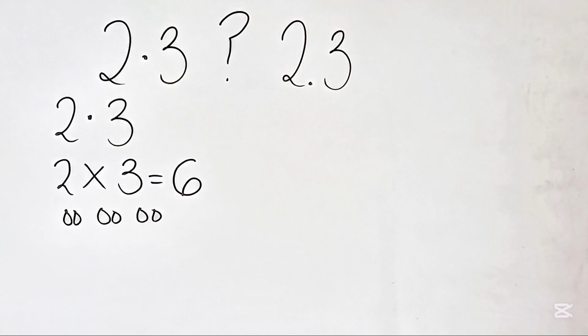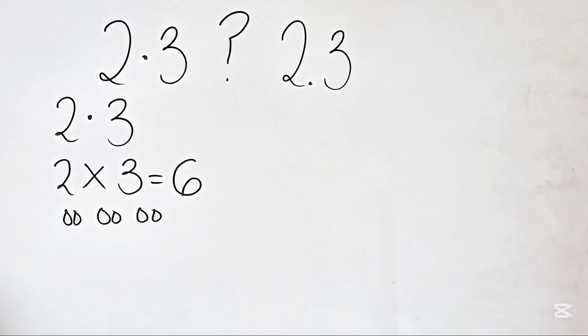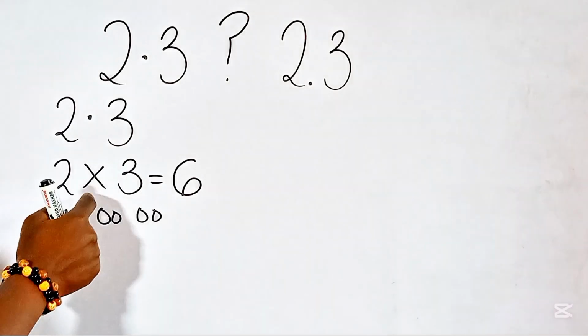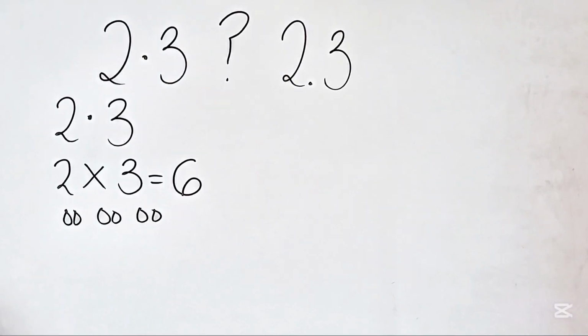And then again, you ask, why is it that we use the dot instead of the multiplication sign? It is because x is sometimes used as a variable representing an unknown number. So to avoid confusion, mathematicians started using dots or the bracket for multiplication.